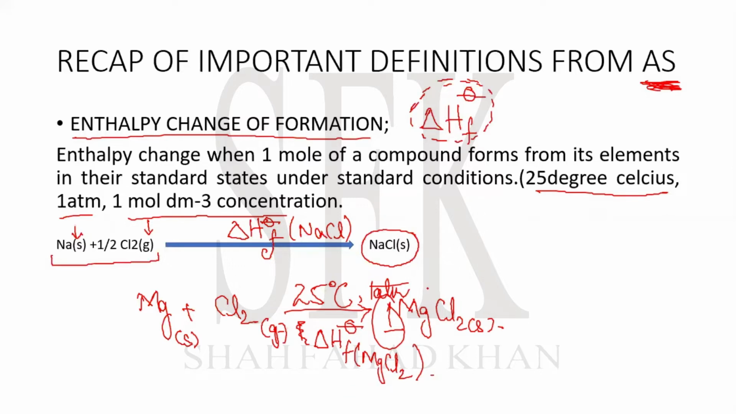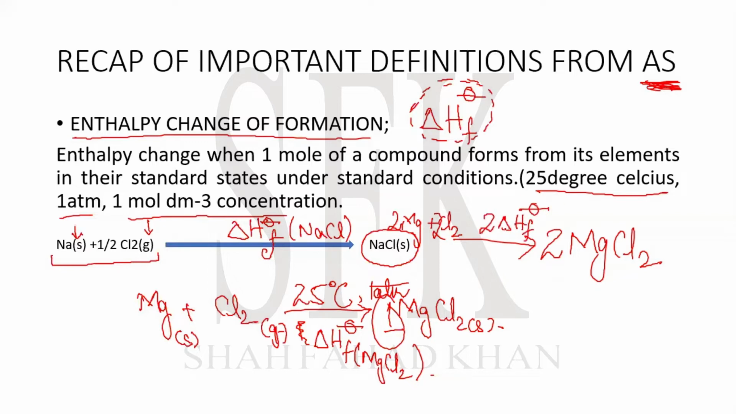MgCl2. Now, if we had two moles of the product, then the enthalpy change of that reaction would have been twice the enthalpy change of formation of magnesium chloride. Both reactants would have doubled as well. And so in this case, the enthalpy change of this reaction is going to be twice the enthalpy change of formation, right?